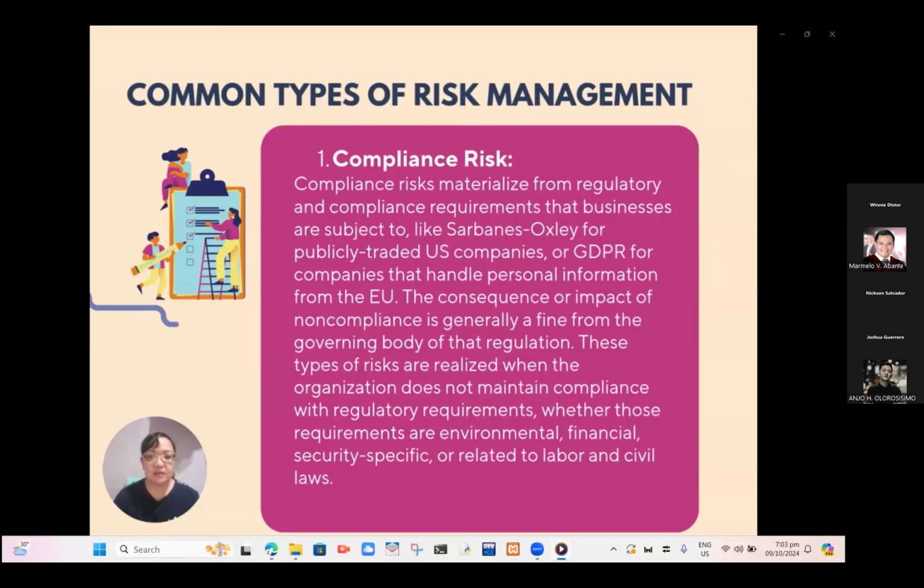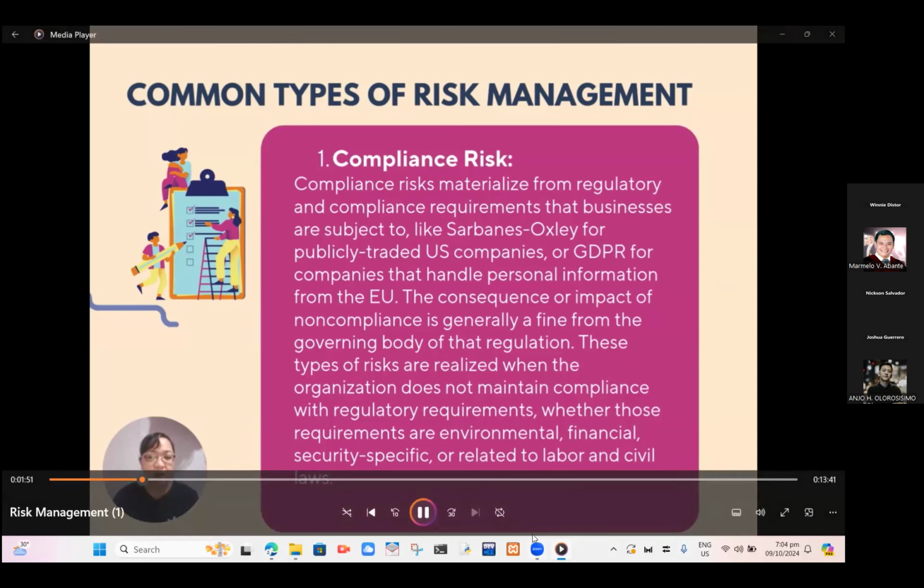Common types of risk management. Number one, compliance risks. Compliance risks materialize from regulatory and compliance requirements that businesses are subject to, like Sarbanes-Oxley for publicly traded U.S. companies, or GDPR for companies that handle personal information from the EU. The consequence or impact of non-compliance is generally a fine from the governing body of the regulation. These types of risks are realized when the organization does not maintain compliance with regulatory requirements, whether those requirements are environmental, financial, security specific, or related to labor and civil laws.